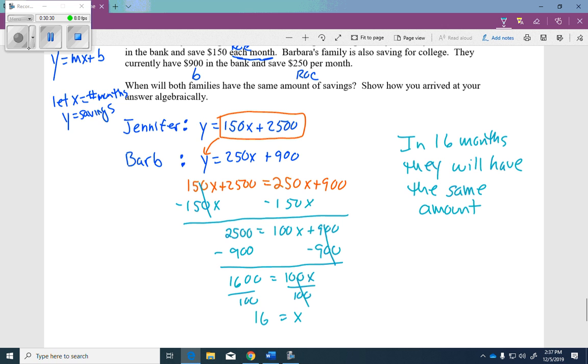So show how you arrived at your answer algebraically. This was an algebraic method. They don't ask how much money they'd have, so I don't have to answer that. Again, if there's other questions about who will have more money when, remember 16 is your magic number. So Barbara started with less, which means less than 16 months, she has less money. But Barbara will catch up to Jennifer in the 16th month and then pass her. So months 17 and 18 and 19 and so on, now Barbara's going to have more money.